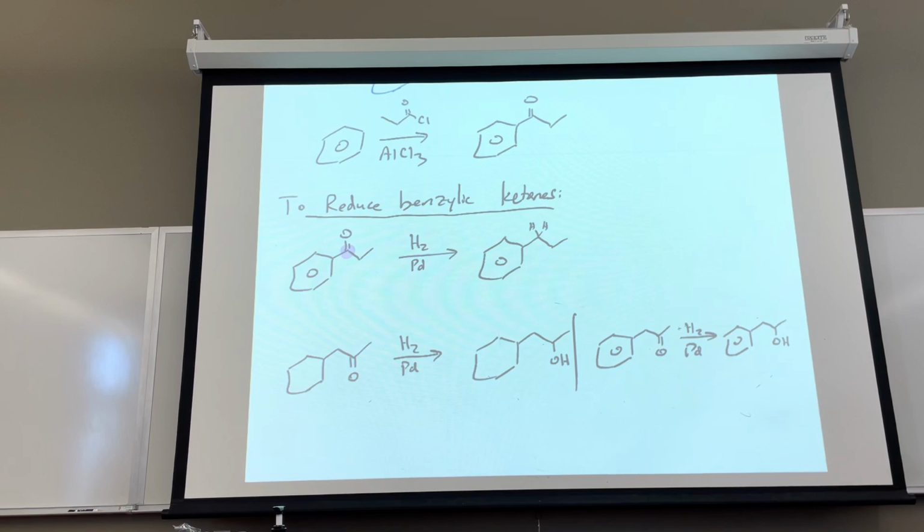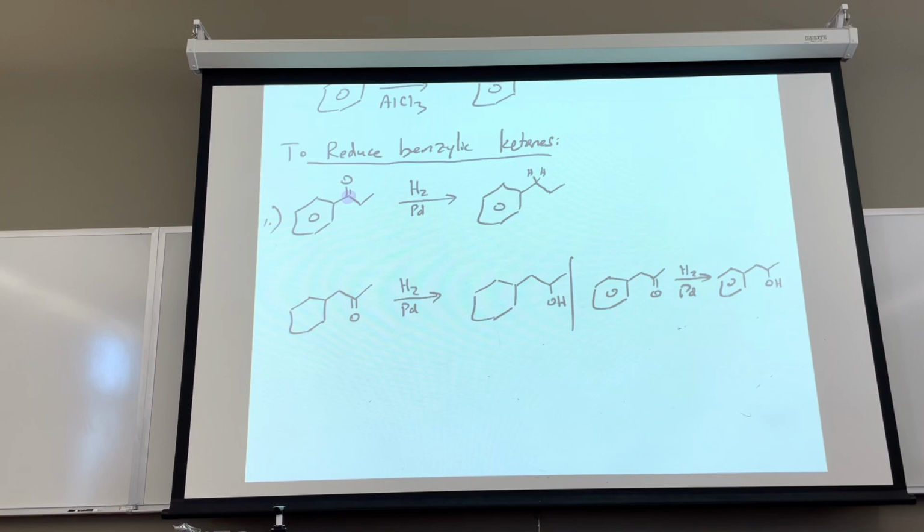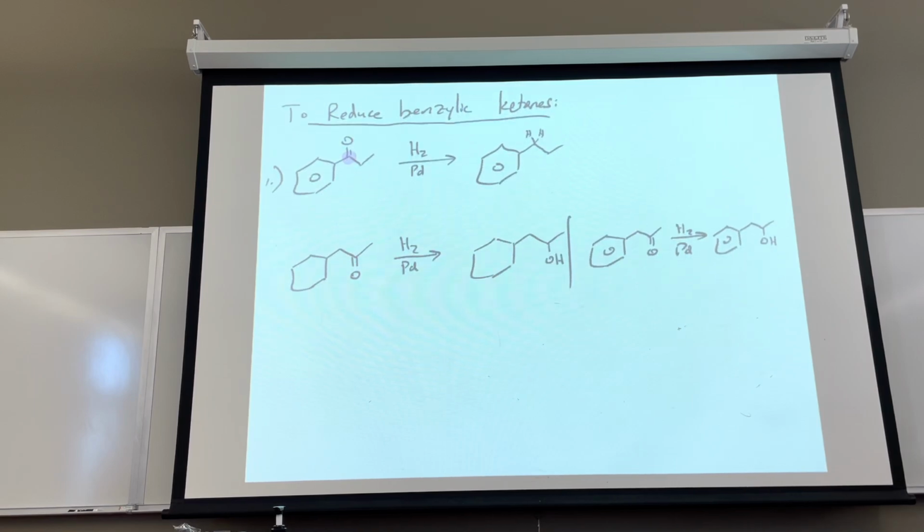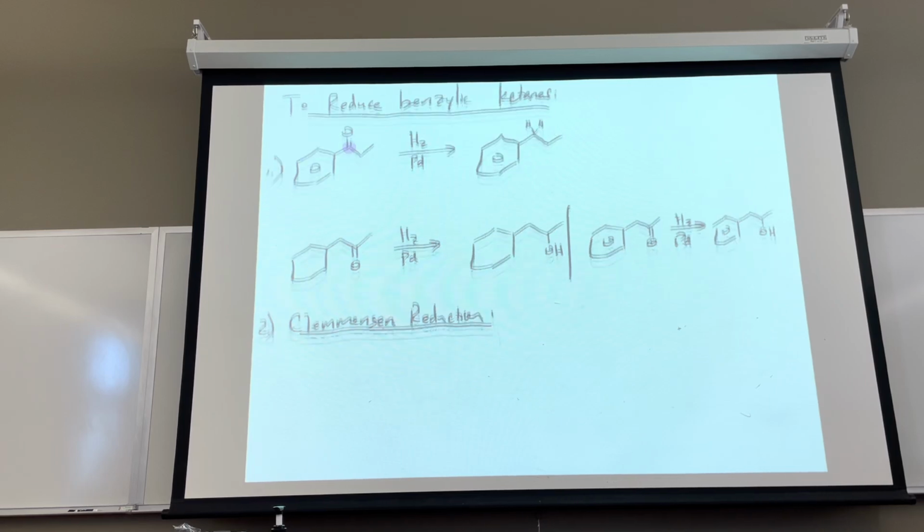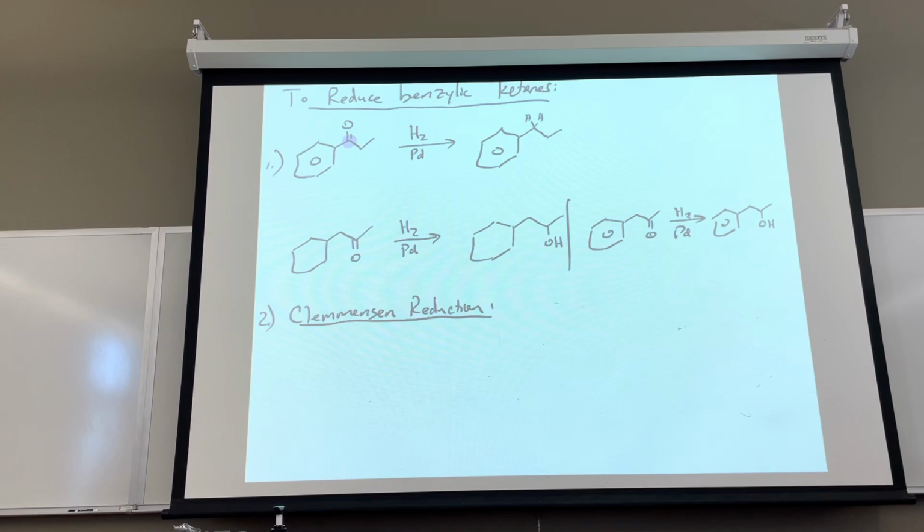All right. I'll give you a second way to reduce the acylation products if you need to. And this is another named reaction. It's known as the Clemmensen reduction. The Clemmensen reduction will take, by the way, this is a general reduction for any kind of a ketone.